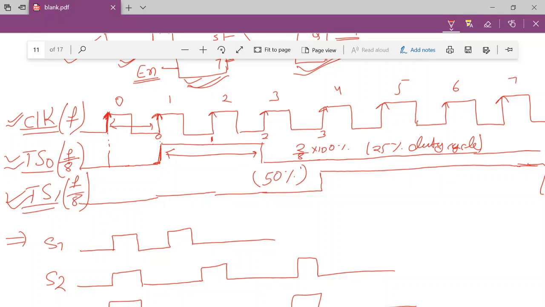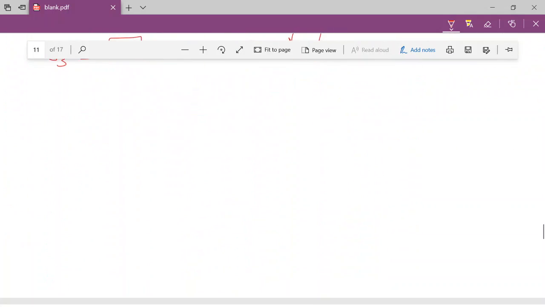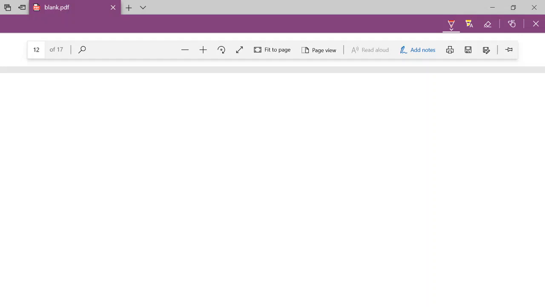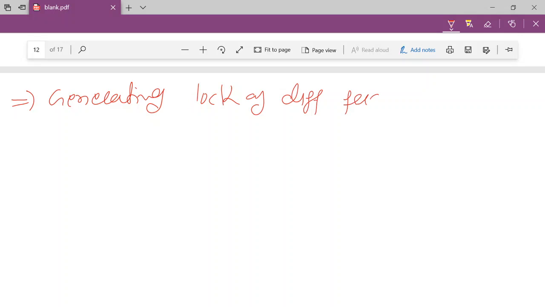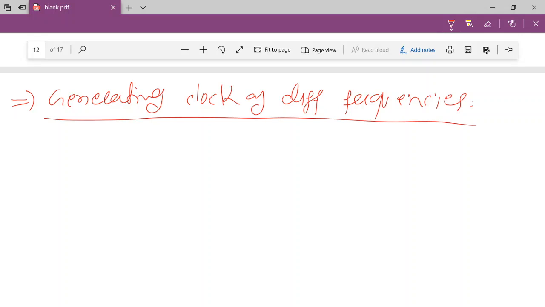In this case the clock signal was completing one cycle in this period. In this case it is completing in this period, and in this case in this period. So the frequency of the signal is being changed. How can we generate signals with different frequencies using the counter? So the next application is generating clocks of different frequencies. Again, it is a very simple idea how we can do that.